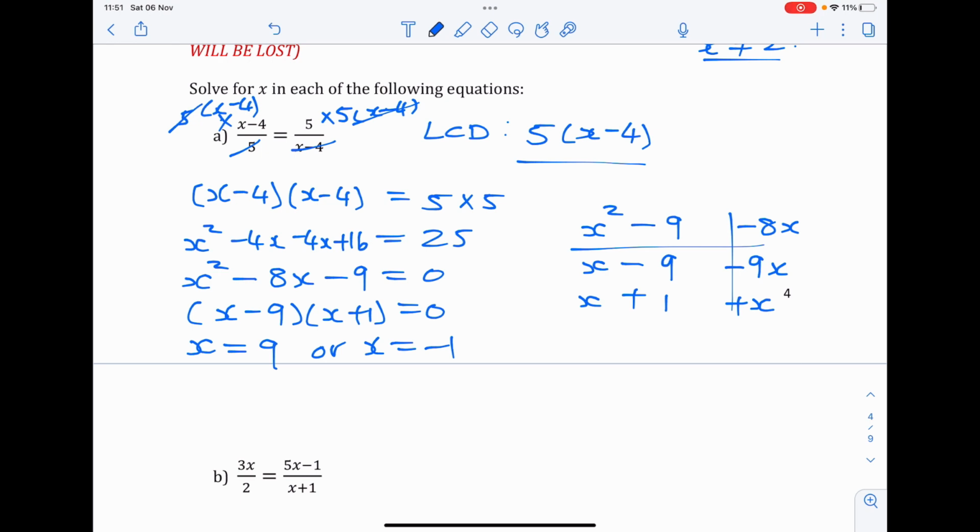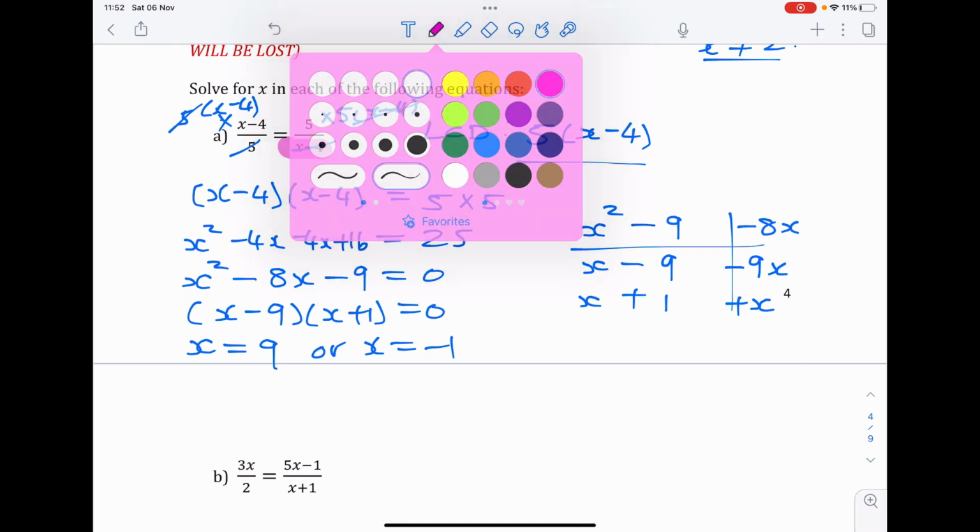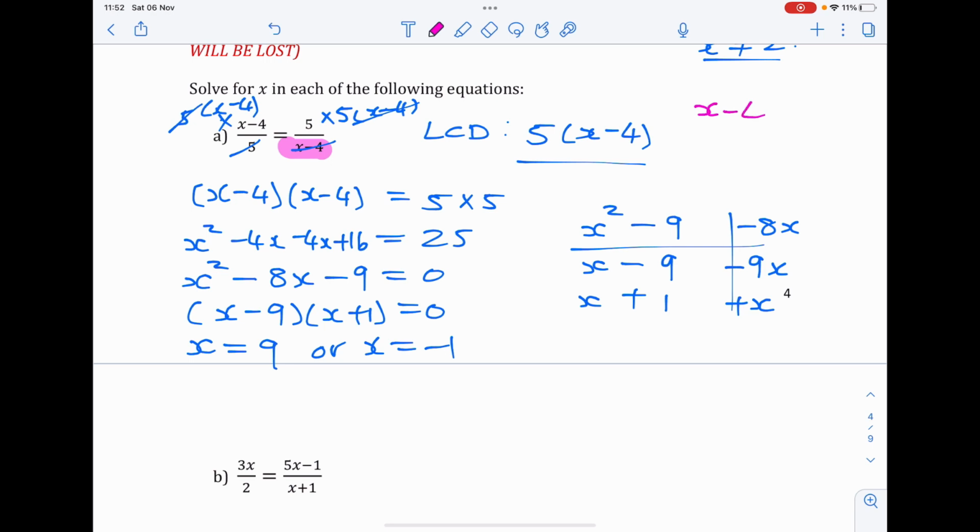But then remember, you need to state your restrictions. So your restriction is that the denominator is not equal to 0. I'll do this in pink. x minus 4 is not equal to 0, so x is not equal to 4. Always check your solution against your restriction. If we had gotten a solution of x equals 4, then we would have to cancel that solution out because of the restriction.